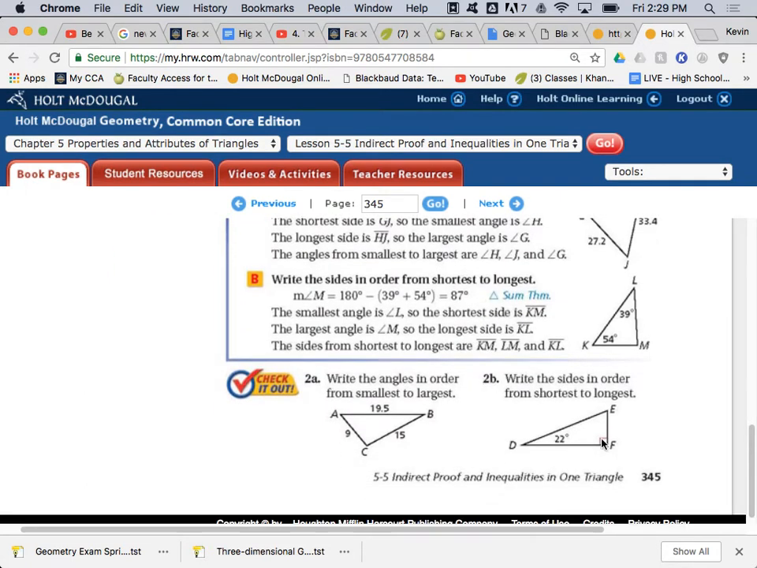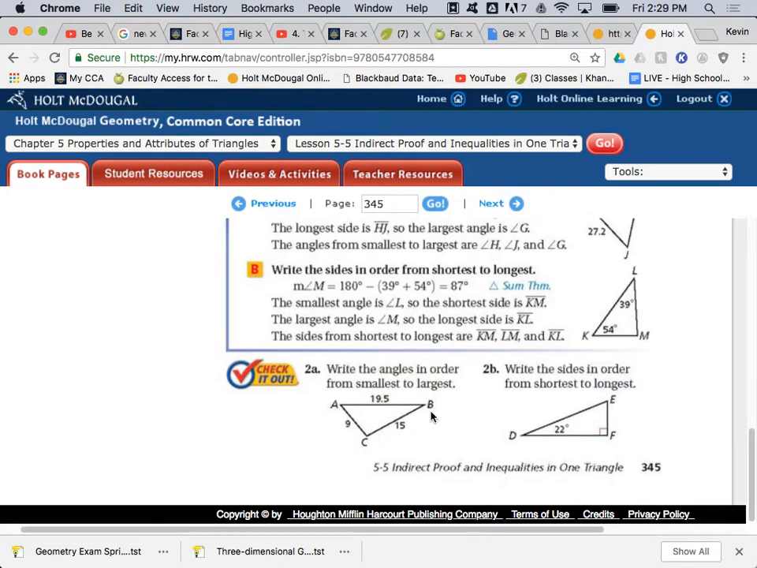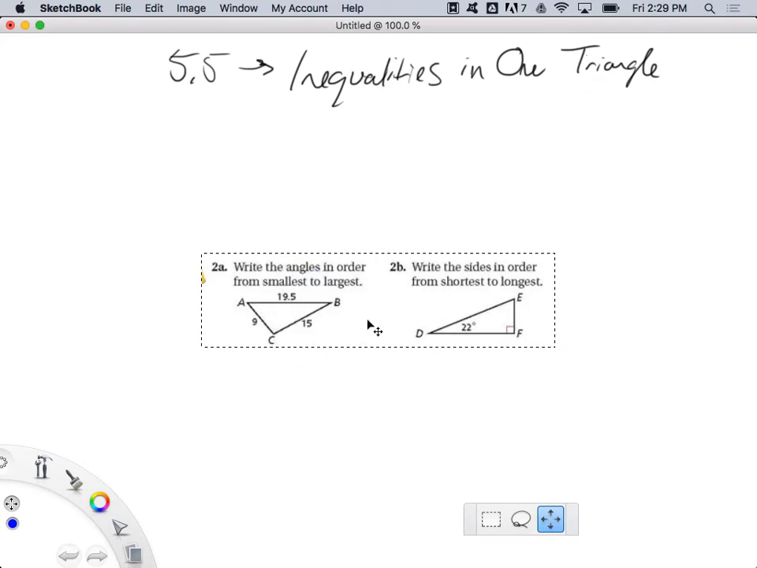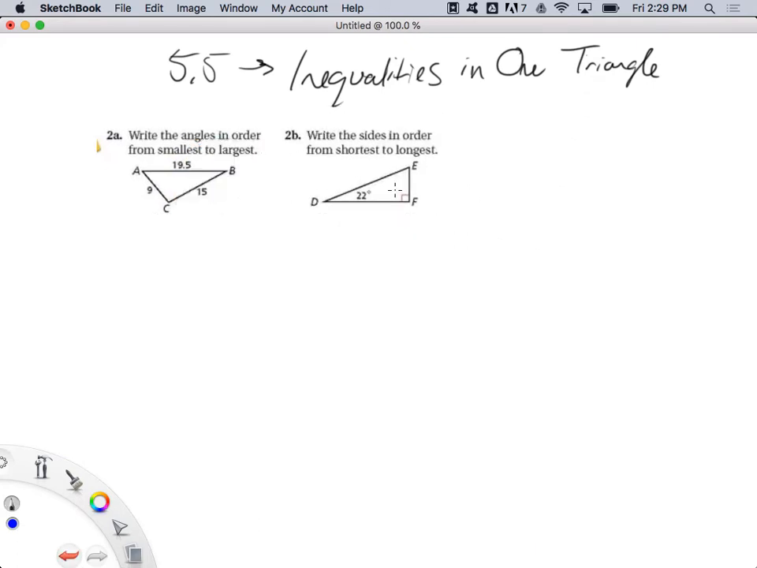Okay. Ordering triangle side lengths or angles. So this would be an example of a question we could get. Write the angles in order from smallest to largest. Well, this is the smallest, so that's the smallest. Then comes 15, so that's number 2. So that's 1, 2, and 3. You guys see this? This is inequalities in one triangle.